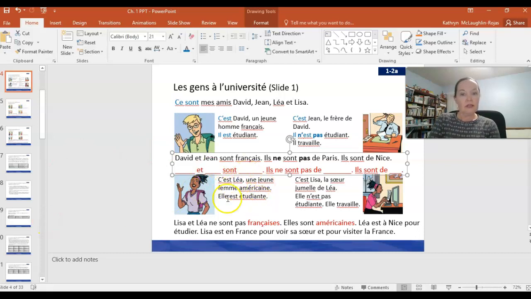Okay, so looking at some similar sentences, now we move on to Léa. So c'est Léa, it's Léa. Une jeune femme américaine. Elle est étudiante. Okay, now notice some changes here. When we're talking about a female, we're going to add an E to this adjective. The same thing with étudiant.